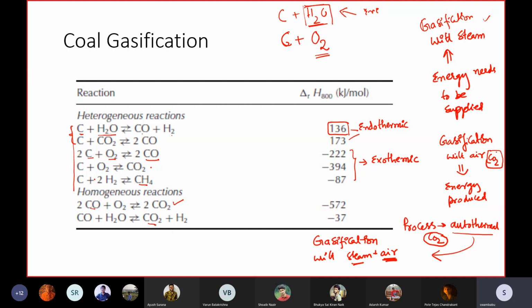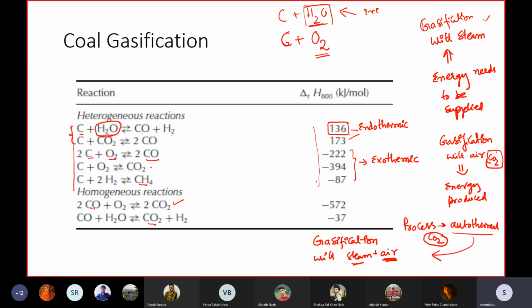Both reactions take place simultaneously, and if you add all the energies together, we still have a net amount of energy produced, that is, the net will be exothermic. Whatever energy is produced will be used for producing steam. That way you can cut down the additional, net, external energy supplied.